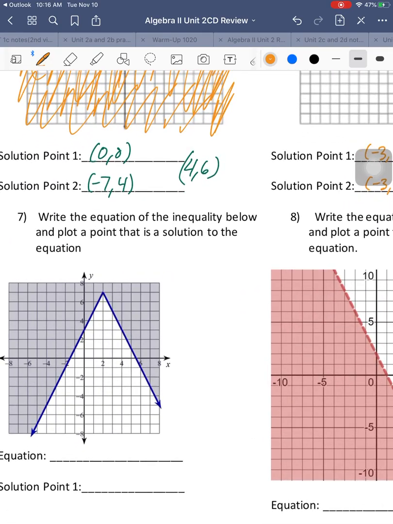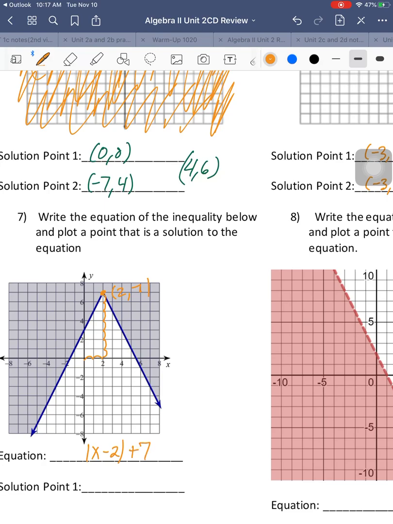All right, next one. Write the equation of the inequality. So still find the vertex. Vertex is here, 2, 7. So that's right from the origin, 2. So in the equation, it's going to be x minus 2, up 7. So it's a plus 7 on the outside.